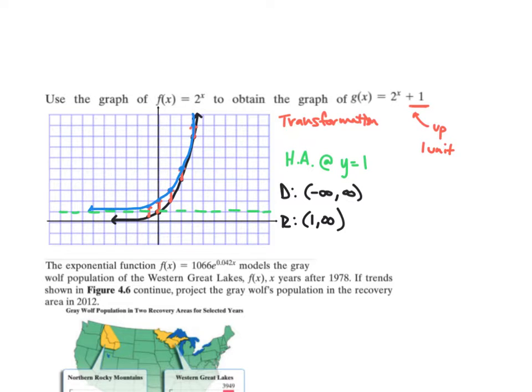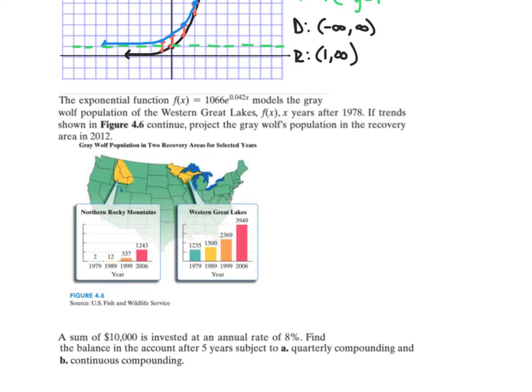All right, so let's go ahead and talk about this word problem here. This is where we bring in that number e. The exponential function f of x equals 1066 times e to the 0.042x models the gray wolf population of the western Great Lakes, f of x, x years after 1978. If trends shown in figure 4.6 continue, project how many gray wolves there will be in the recovery area in 2012. So here's what we've got.